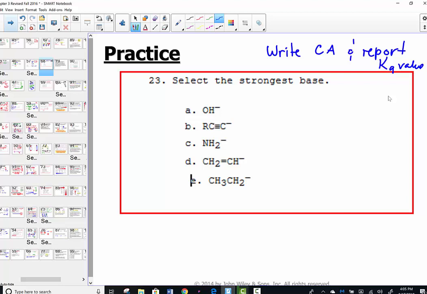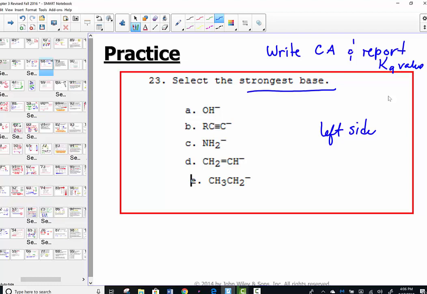Select the strongest base. Just check trends. You have hydroxide, you have a triple bond, an amide, a double bond, and a single bond. Who is the strongest base? Look on the left side of your pKa chart and you'll see the strongest base is the weakest, it's a conjugate base from the weakest acid.